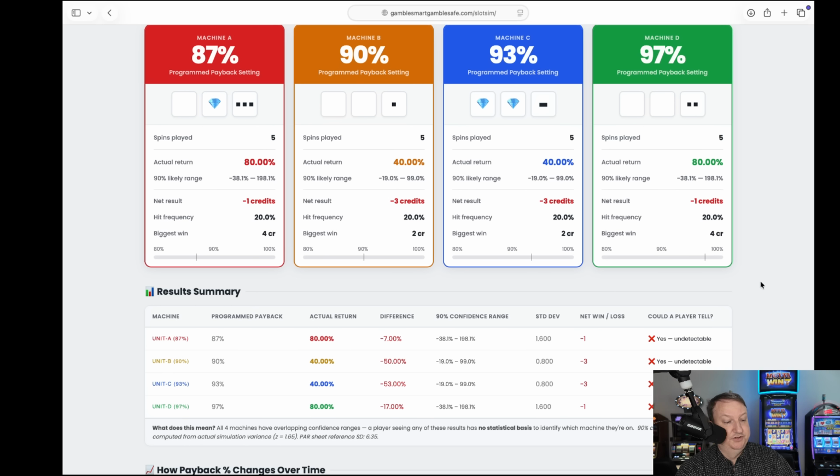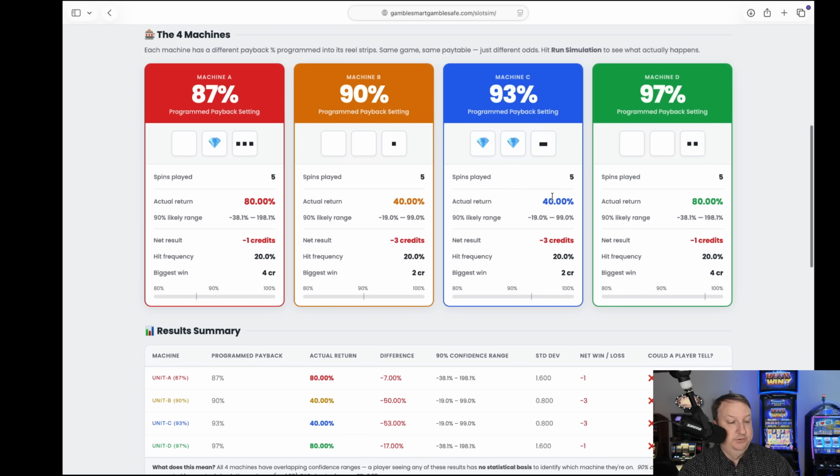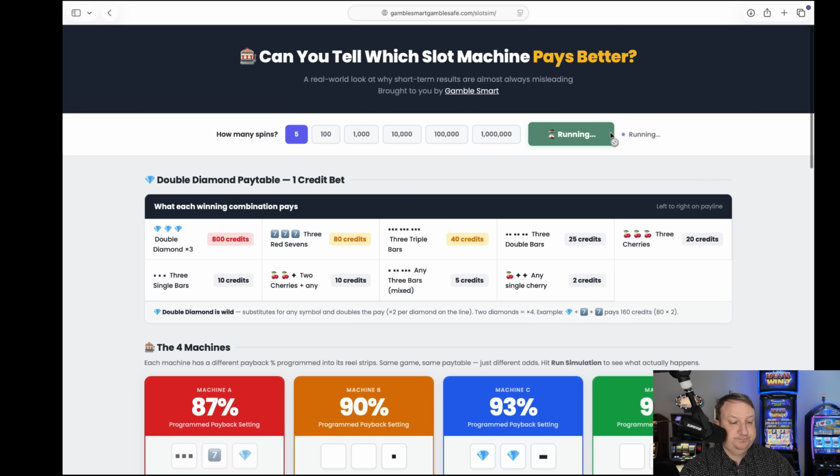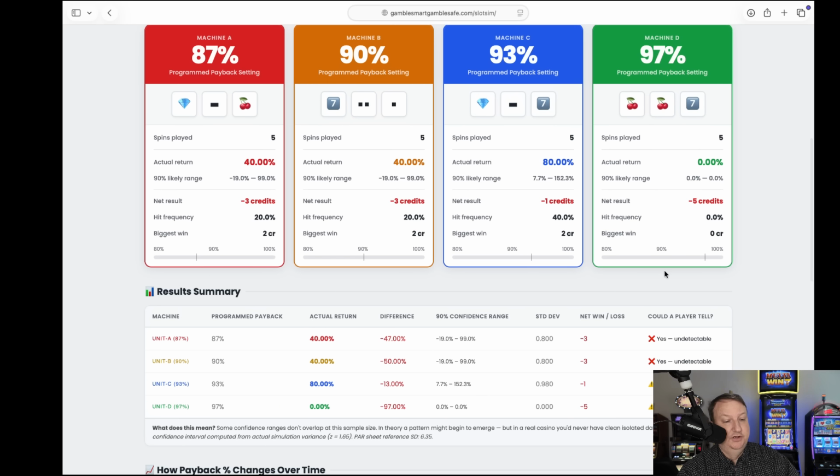Now look at the results. So now we have 80% on the 87%, and so we do on the 97% as well. So they both tied, even though there's a 10% difference in RTP. And this time, if you would have stuck on the 93%, now it only paid back 40%. We'll do it one more time, and then we're going to move up the ladder here. Okay, so now look at this. The 97%, no hits whatsoever.